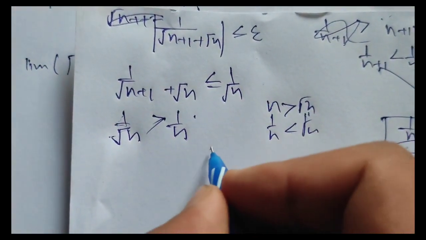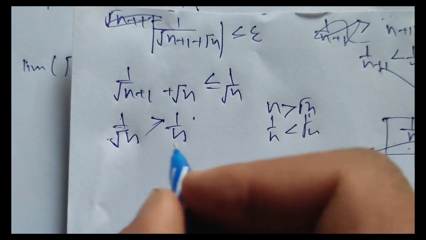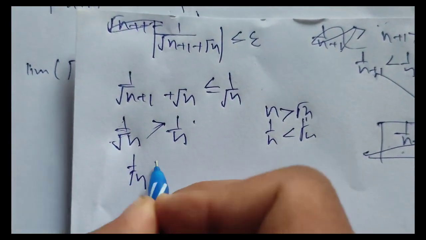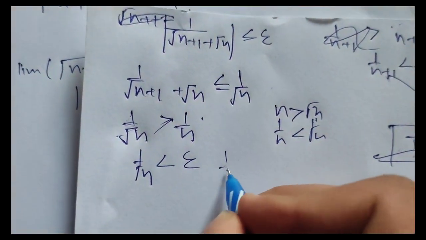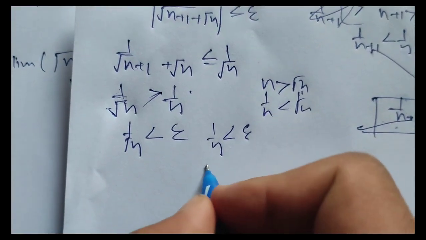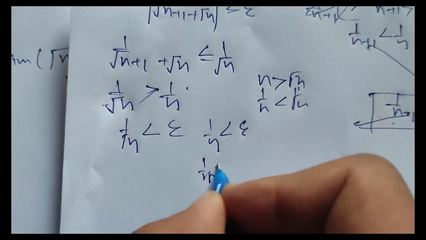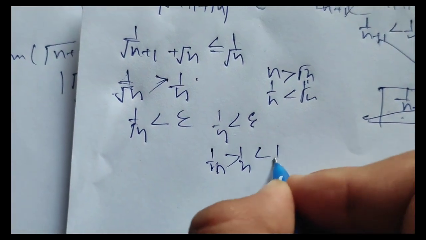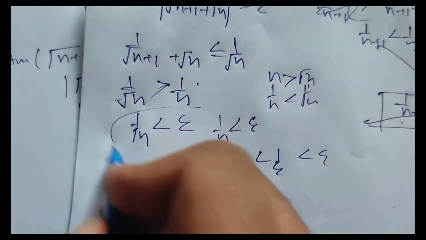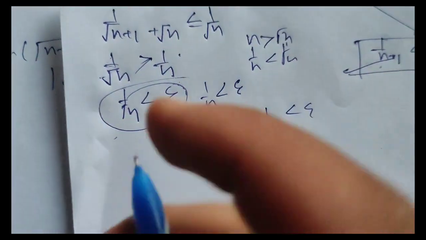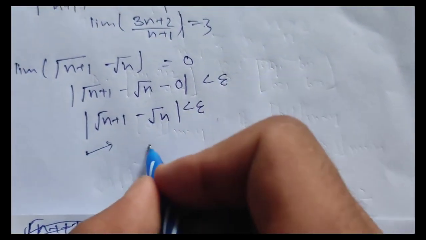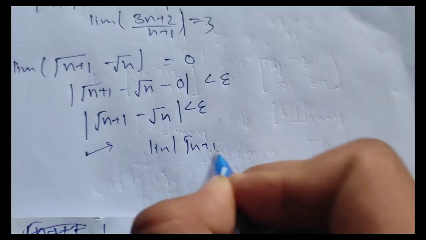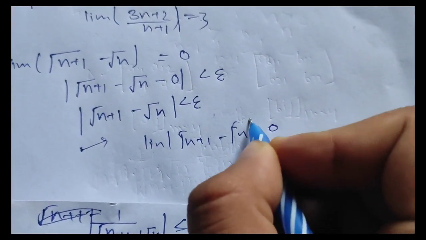And we can also say that 1/root n is less than epsilon because 1/n is less than epsilon. Since 1/root n is also greater than 1/n, it is also less than epsilon. So overall, 1/(root(n + 1) + root n) is less than epsilon, by which we can say that this is true, and the limit of root(n + 1) minus root n is 0.